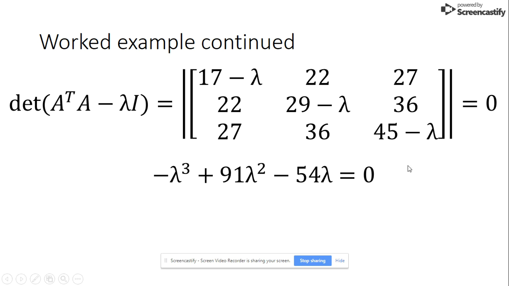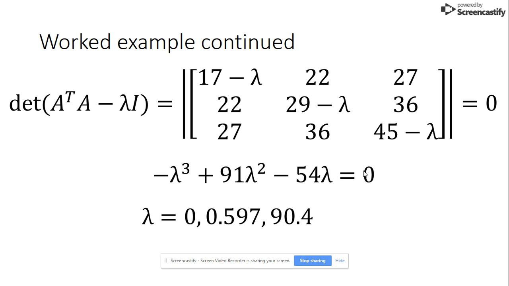So if you're not sure how to find the determinant, you'll need to look that up. We're running quite quickly through it. And when we solve that equation, we get 3 solutions. We get 0, 0.597, and 90.4.